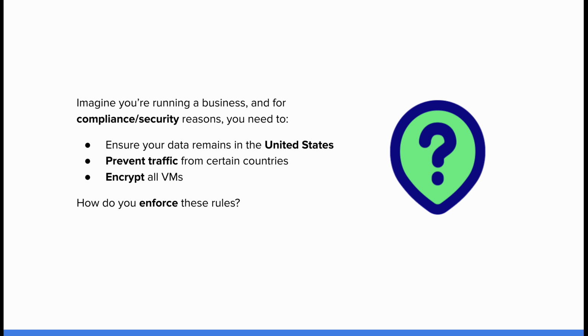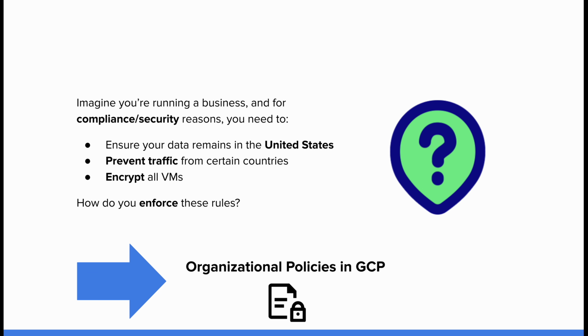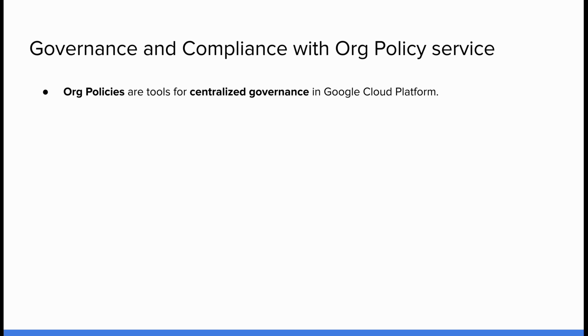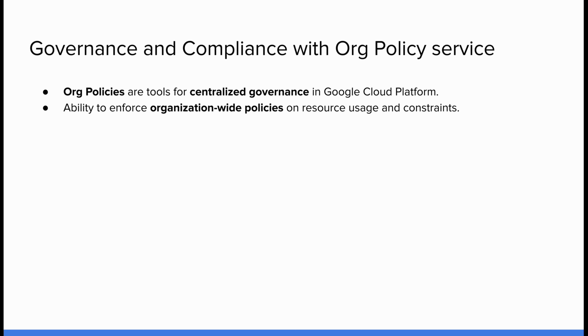How do you enforce these types of rules across your entire organization without manually overseeing every single project and resource? This is exactly where org policies come in GCP. So it's crucial to understand the role of these policies, especially for anyone aiming to achieve the professional data engineer certification. Org policies are a cornerstone of cloud governance and compliance in GCP. They offer you a way to enforce consistent rules across your organization's cloud resources.